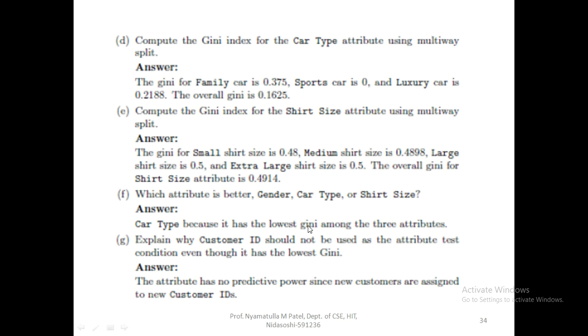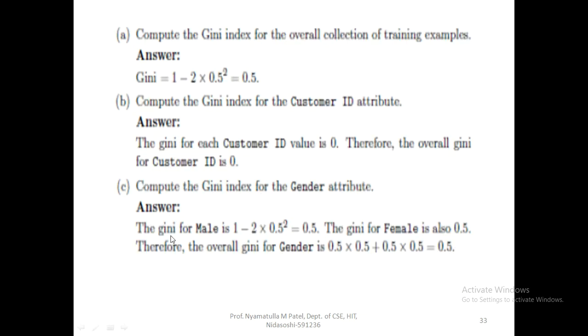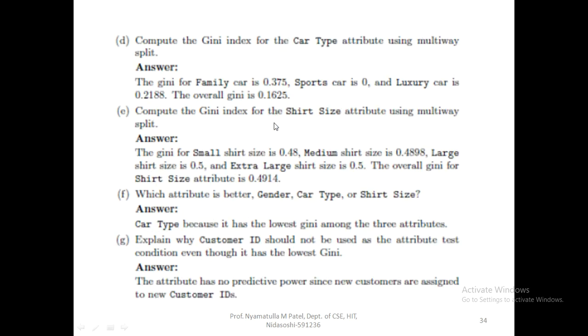So, what is the Gini? The Gini index for the gender is 0.5, Gini index for the car attribute is 0.16, whereas the Gini index for the shirt size is 0.49. So, the Gini index with the lowest value will be considered, and that is the best attribute. An attribute which is having the lowest Gini value is the best attribute. So, car type, because it is having the lowest Gini among the three.